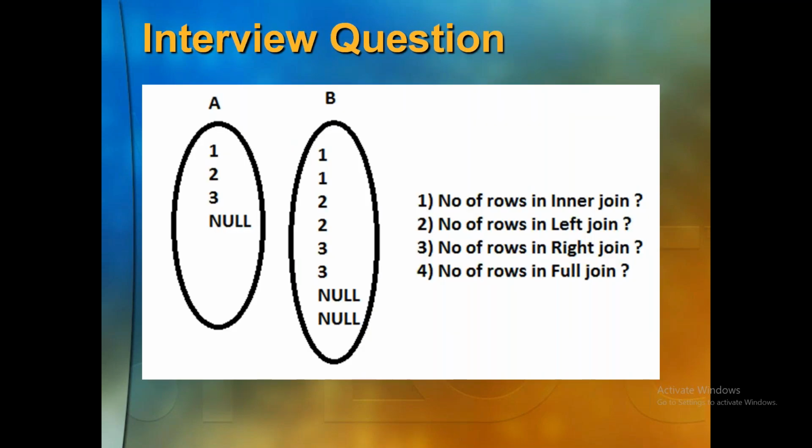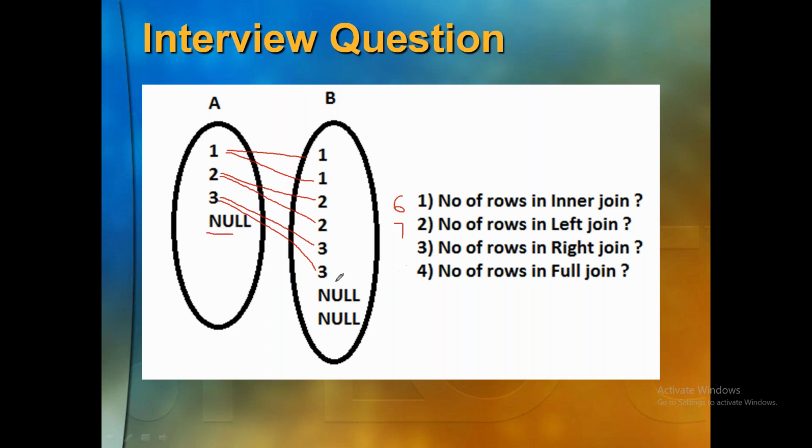The first question is 1, 2, 3, null and 1, 1, 2, 2, 3, 3, null, null. Number of rows in inner join, number of rows in left join. The answer we already discussed, right? Number of rows here: 1 into 1 and 1 into 1, you will have two rows, and 2 into 2 and 2 into 2, two more rows, and 3 into 3 and 3 into 3. So it is 6 rows. 6 inner join plus 1 unmatched data, 6 plus 1, 7 rows.